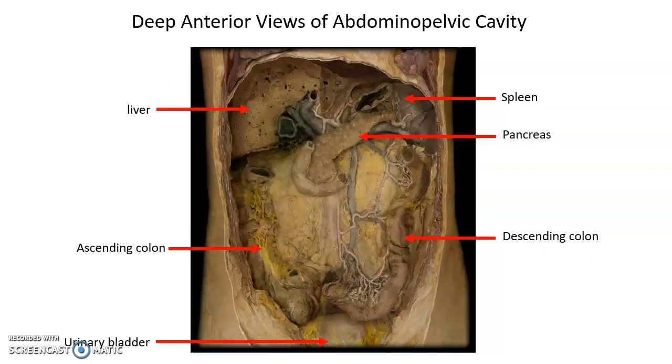Here is a deeper view of the abdominal cavity. Here is a cross-section of the liver. Here's the spleen. Spleen here, if you remove the stomach, you can see the spleen. It's lateral to the stomach. The spleen is in the lymphatic system. Posterior to the stomach is the pancreas. So behind the stomach is the pancreas. Pancreas is part of the digestive system, also part of the endocrine system. Here's the ascending colon, descending colon. Oh, there's the urinary bladder again.